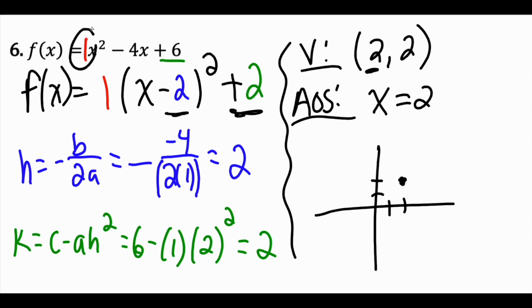This number right here, or right here, same thing, tells us what we need to know about whether it's facing up or down and whether it's, we'll call it a normal width, or if it's wider or narrower. But it's a positive one, so it's opening up. And since it's a 1, that means we'll call it a normal width. So just kind of draw something at a normal width, and that's all you need to do there.